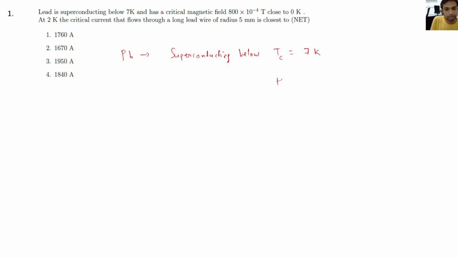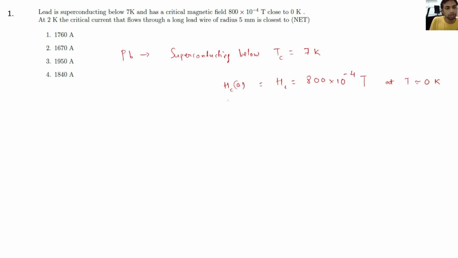And critical magnetic field, this is the maximum magnetic field you can apply which will satisfy the Meissner effect. If you apply some more magnetic field, then it will again revert back to its normal state. So for lead to be superconducting, you have to apply a magnetic field which is less than this critical magnetic field. So 800 into 10 to the power minus 4 Tesla, and this is your magnetic field at T close to 0 Kelvin. So this is at T0 you can consider. This 0 represents the temperature.